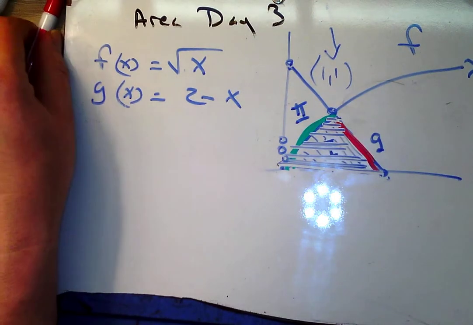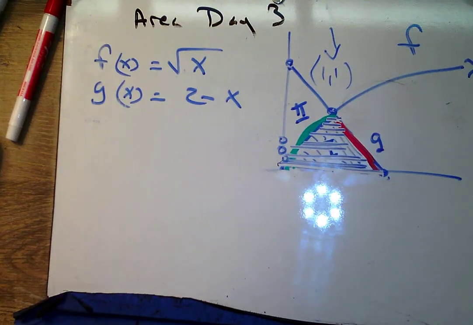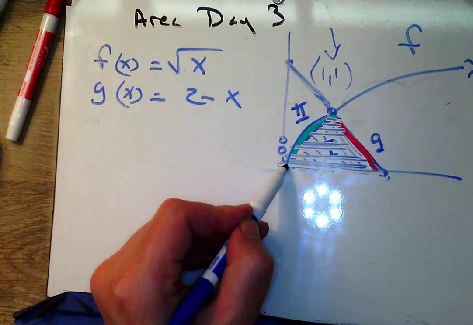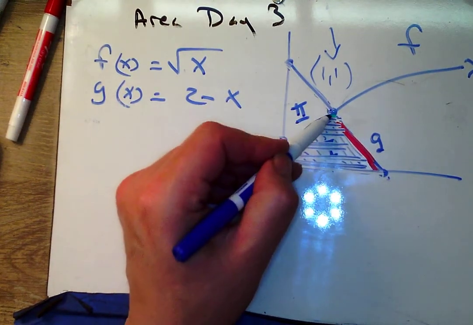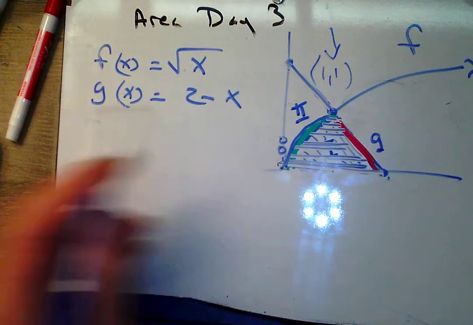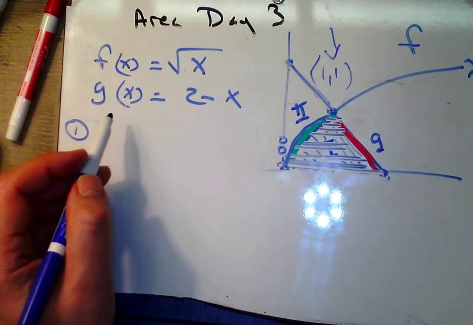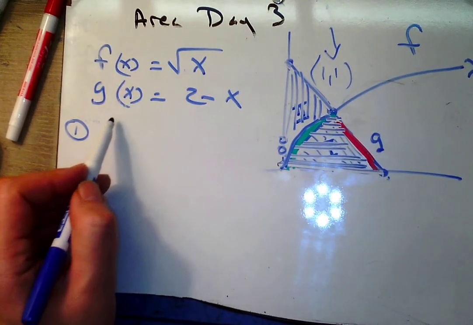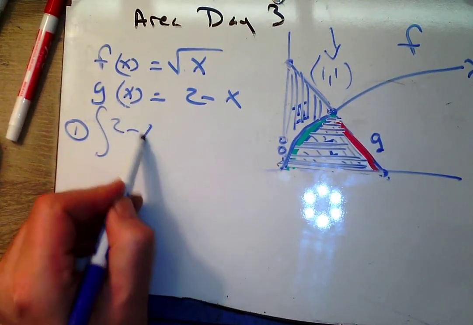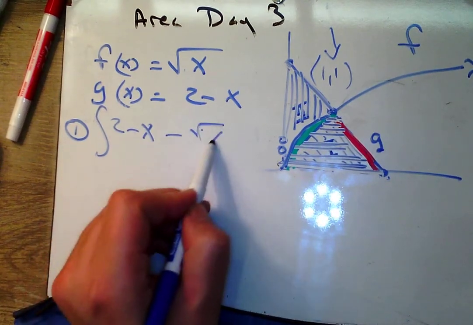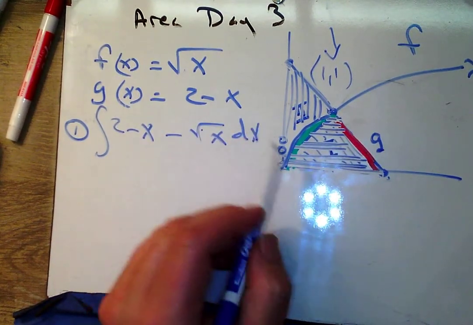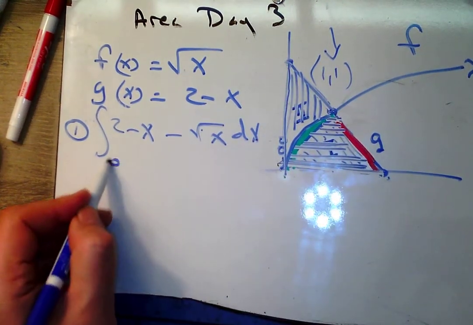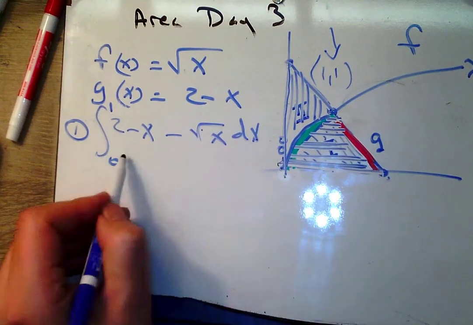All right, what did you discover? What did you see? I think the first method is top minus bottom, because this is one top the whole way and one bottom the whole way. So probably my preferred, and these slices go this way. So top minus bottom is going to be the integral of 2 minus x minus square root of x dx. And we're integrating from the x value here of 0 to the x value here of 1. 0 to 1. So there's one method.